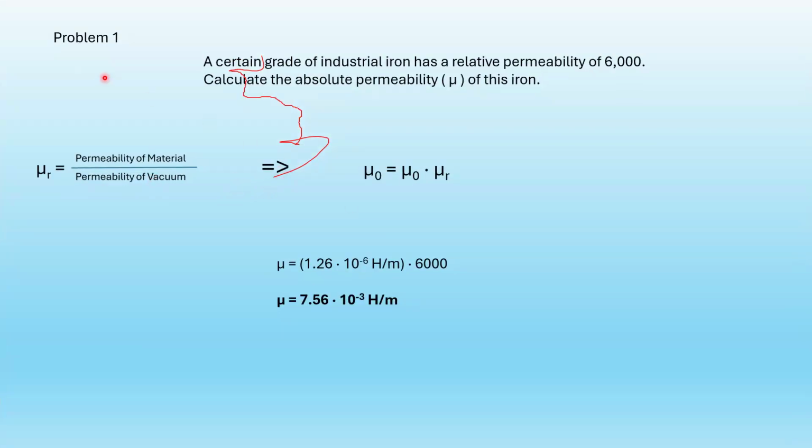We're getting towards the end. Let's do a quick calculation. This is a simple one. A certain grade of industrial iron has a relative permeability of 6,000. See, there's no unit. Calculate the absolute permeability, whatever it actually is, in henries per meter.